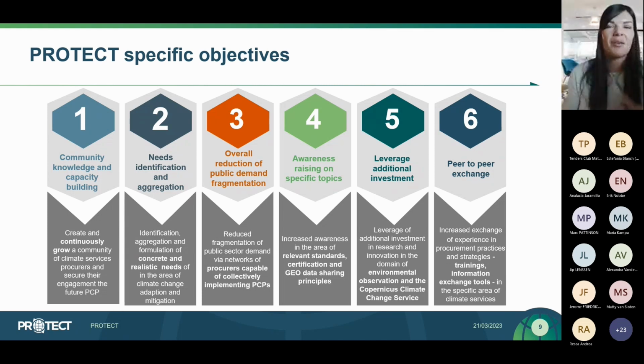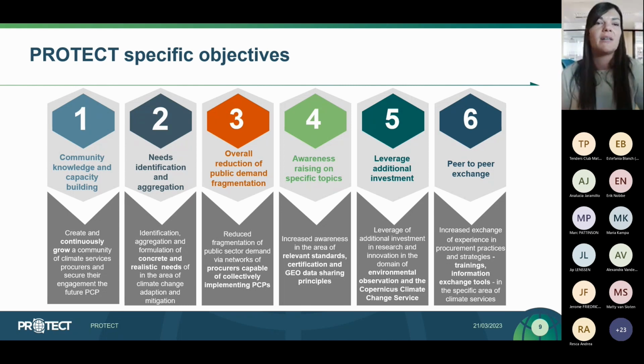let's say, harmonized. And so the idea would be to reduce this fragmentation of the demand and try to harmonize the different needs that can be identified throughout Europe in the area of climate services using Earth observation.